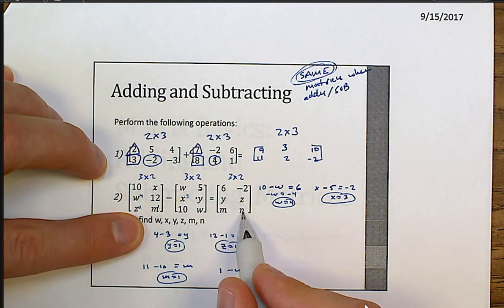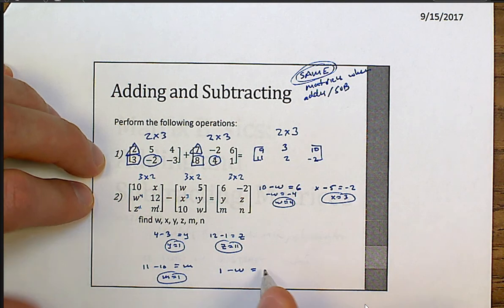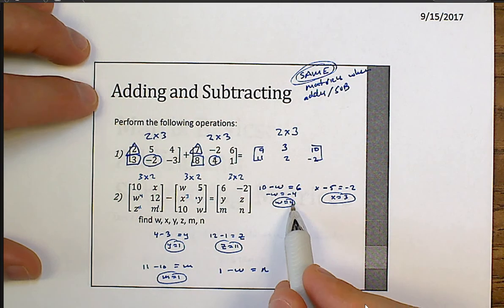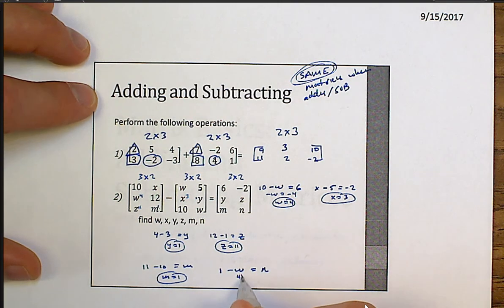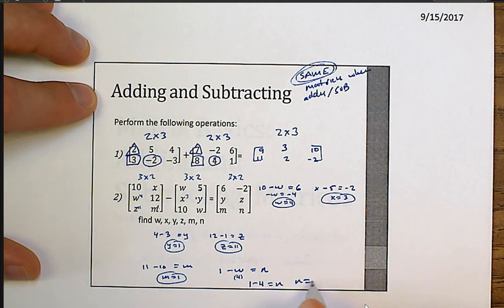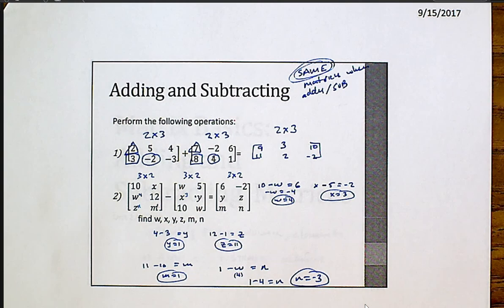What is N? Oh, we found W already. It's 4, right? So I should have put a 4 in there. So it's 1 minus 4 equals N. So N equals negative 3. And I think that's all of our letters. Okay.